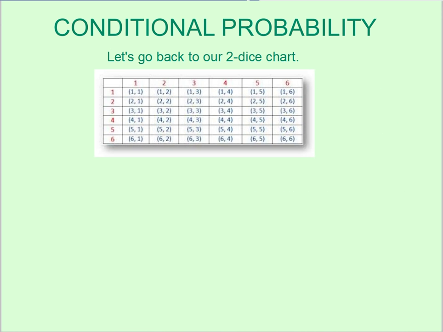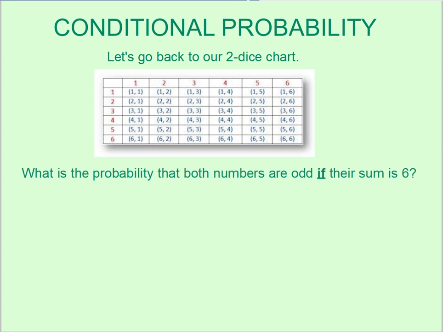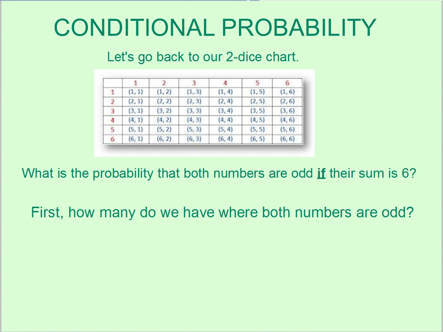So let's go back to our 2 dice chart. Let's say that we want to find the probability that both numbers are odd if their sum is 6. So the second part of our sentence is what's going to help us change our sample space. We're going to only look at outcomes whose sum is 6. So let's take a look at these really quick.